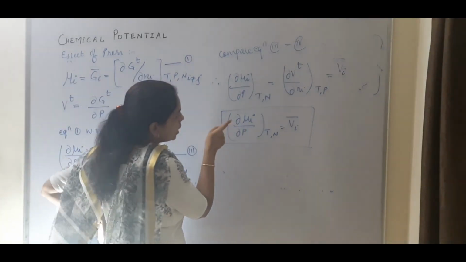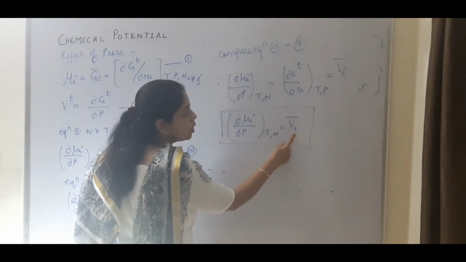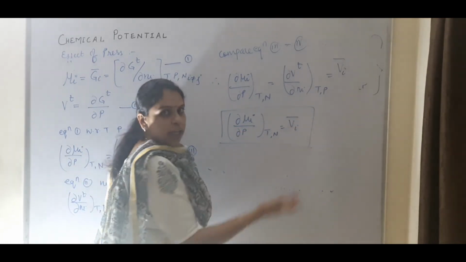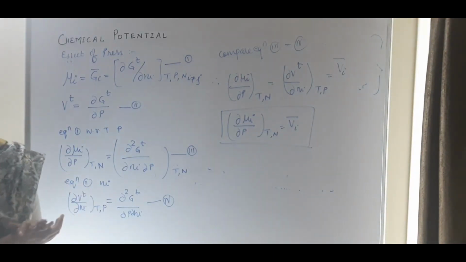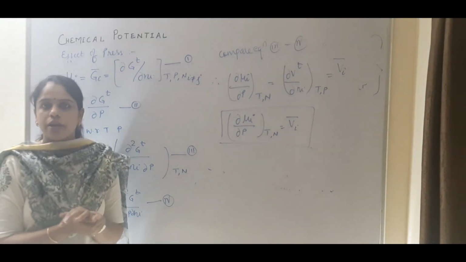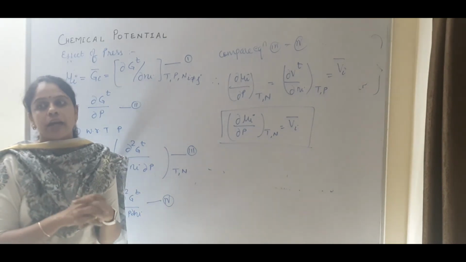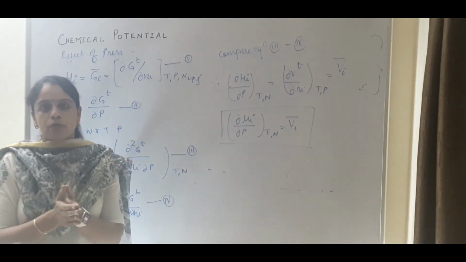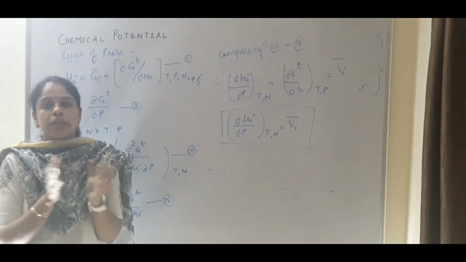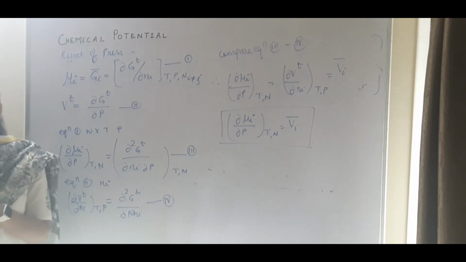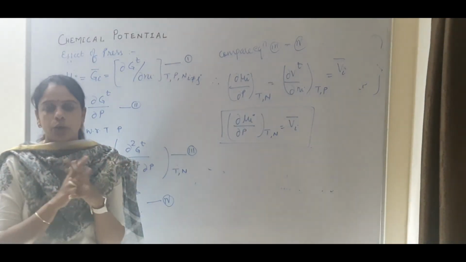So now you can see that the change in chemical potential with pressure is equal to the partial molar volume of any component. Hopefully you understand this concept. Chemical potential is the index which we use for chemical equilibrium. And if you change the number of moles of any component, then what is the effect of that component on the potential energy of the system? So this is about today's video. Thank you.